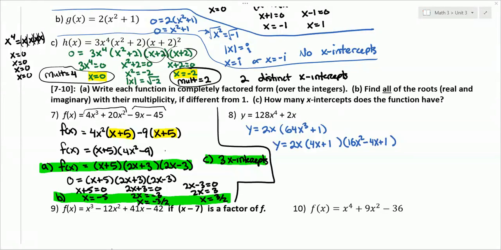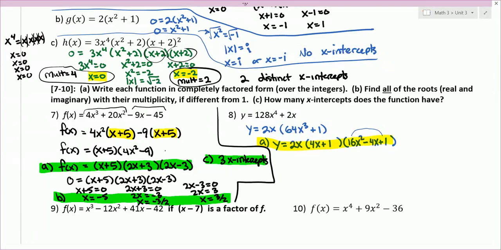We can try factoring further, but that 16x squared minus 4x plus 1 is not going to factor for us. One way to tell is it's a trinomial, and so we look for two numbers that multiply to 16 times 1, which is positive 16, and add to negative 4. You can try every possibility, it won't work. And so because that doesn't work, it doesn't factor. Okay, so we have done part A. Part A said to completely factor over the integers.